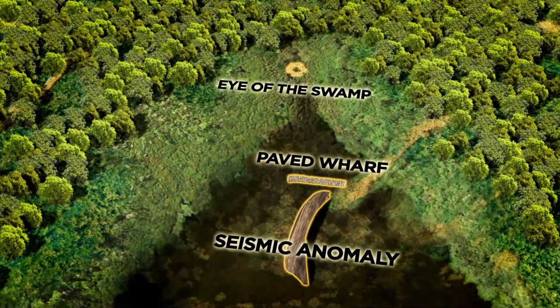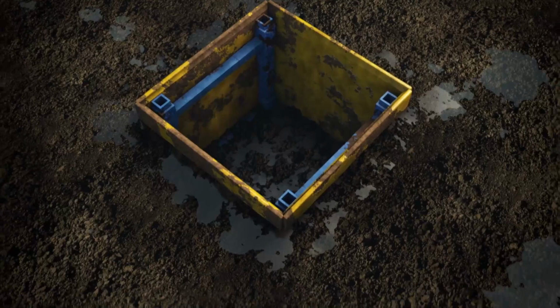Ideally, they'd like to search the entire swamp, but to try to make it easier, they will focus on these 3 locations: the ship-shaped seismic anomaly, the paved area, and the Eye of the Swamp. The excavation company the team has sought help from suggests using 16-foot dig boxes to keep slush and hopefully most of the water out. They can also be stacked on top of one another to provide more depth.